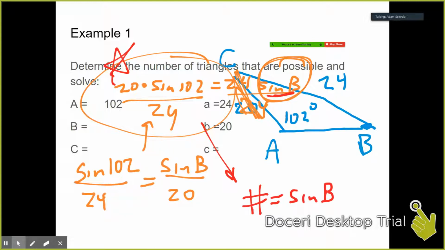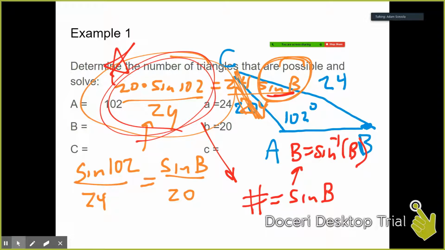So to figure out what B is, we're going to do the sine inverse, switching our domain and range. And remember what we know about sine inverse, it's going to give us angles in quadrants 1 or 4. So as long as this number is positive, and it should be, because 102 is in quadrant 2, so the sine of 102 is going to be positive. So when we take the sine inverse of it, we should get an angle that's acute and positive, which would make sense for this triangle here.